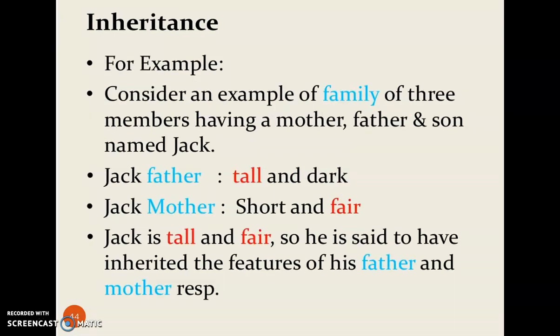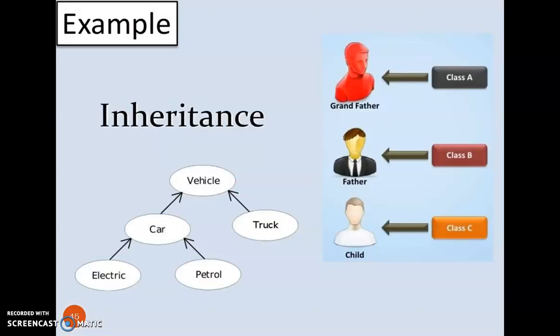For example, consider a family having 3 members, father, mother and son named Jack. Jack's father has the property tall and dark, and mother has the property short and fair. So Jack, the son, is tall and fair. He is said to have the tall property from his father and the fair property from his mother. So he inherits the features from father and mother.